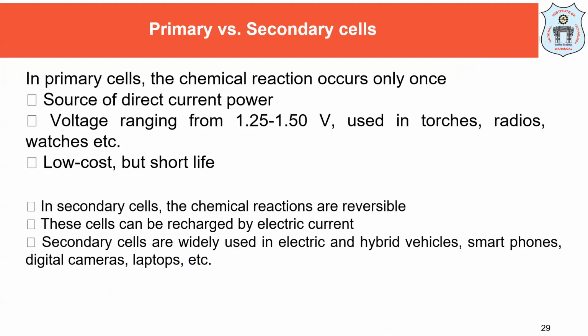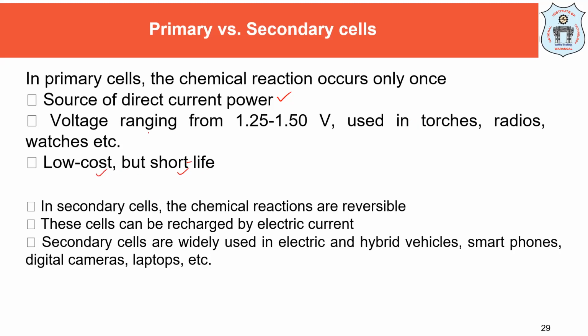So in primary batteries, the reactions occur only once. In secondary batteries, the chemical reactions are reversible. These primary batteries are a source of direct current power, and the voltage output from these types of batteries can range from 1.25 to 1.5 volts, which is used in torches, radios and watches, etc. And they are low cost, but their life is short.